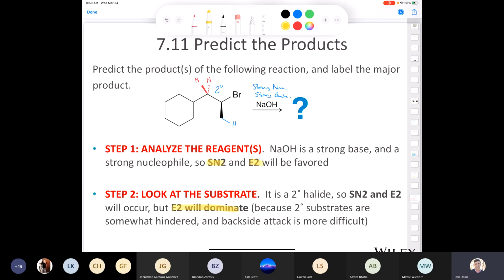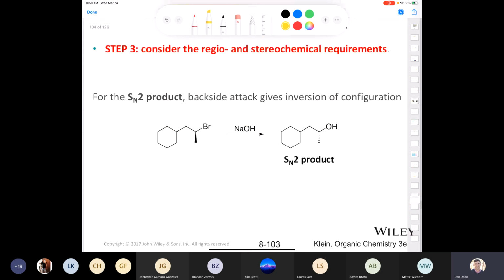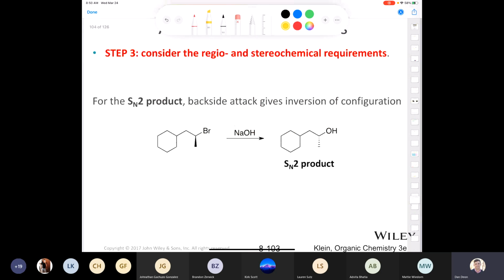The reason why is because secondary substrates are hindered, so backside attack is going to be more difficult in that case. Well, you can start by drawing the SN2 product. That might be the easiest one. You would just draw the product of the nucleophilic attack, so you could practice drawing your curved arrows.